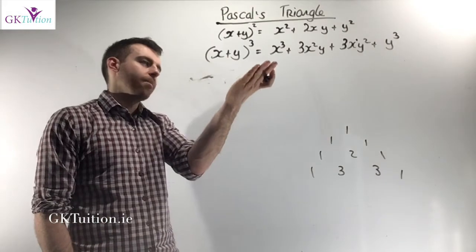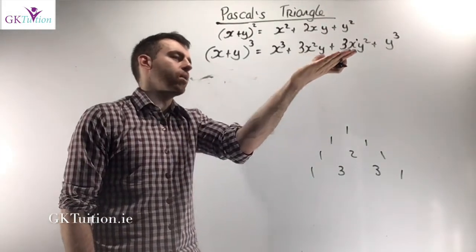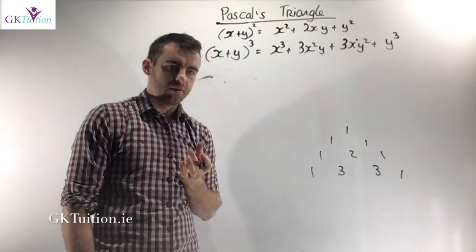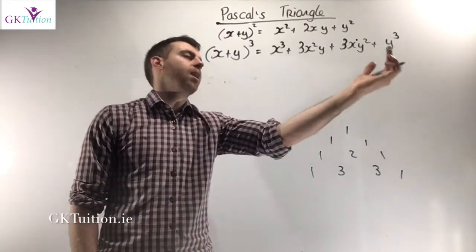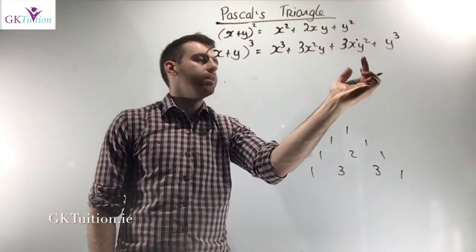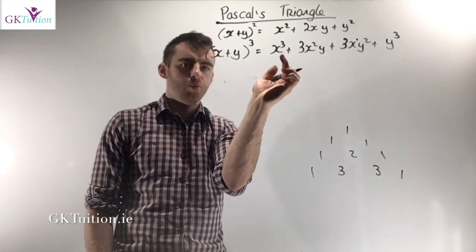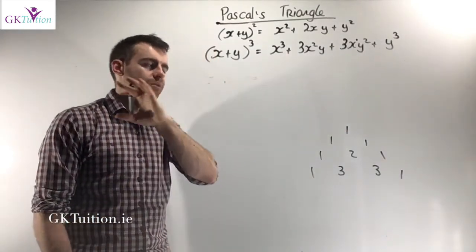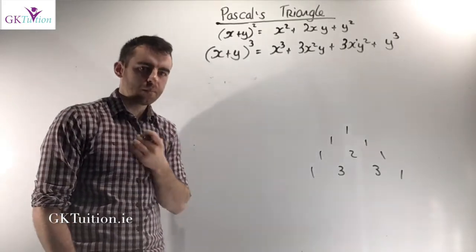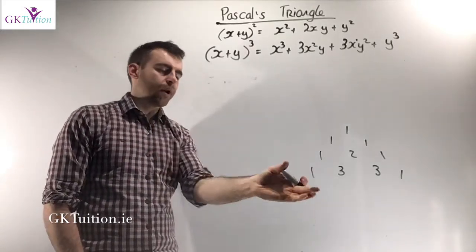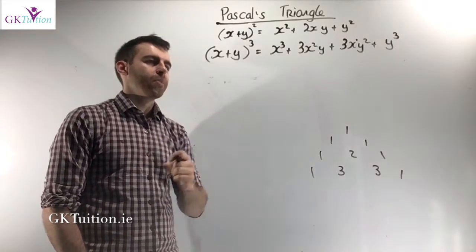So look at just what happens to x. It's x cubed, x squared, x, and then there's no x's at all. And then what happens to the second one is the opposite of that. The last term is y cubed, then y squared, then y to the power of 1, then y to the power of 0. So that's the way we always work out what the x's and y's should be. And that's where Pascal's triangle comes into play.